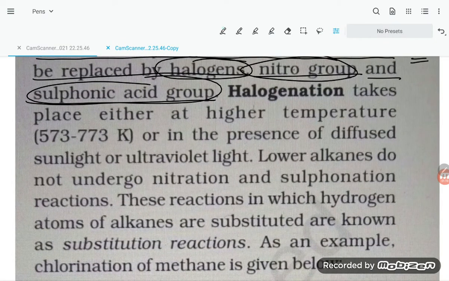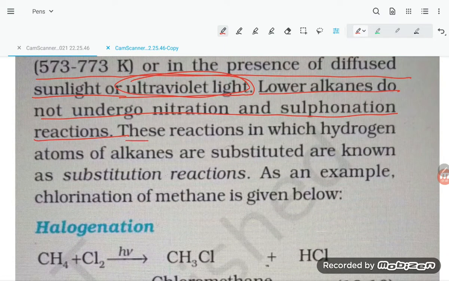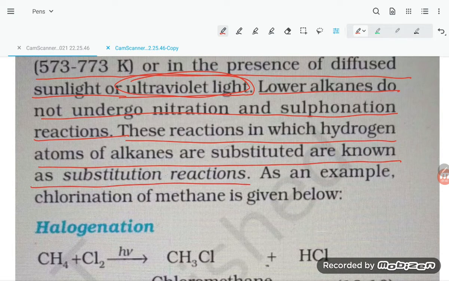What is halogenation, students? Halogenation takes place either at a higher temperature of 573 to 773 Kelvin, or in the presence of diffused sunlight or ultraviolet light. Lower alkanes do not undergo nitration and sulfonation reactions. The reactions in which hydrogen atoms of alkanes are substituted are known as substitution reactions.